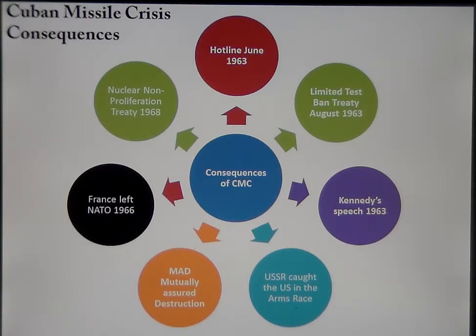In 1963 we get Kennedy's speech. This is June 1963, and he signals a change in approach, saying that the USA and the USSR should focus on their common interests.